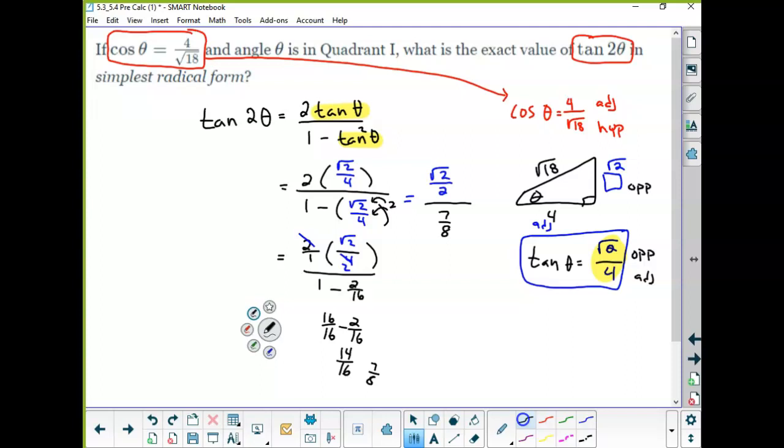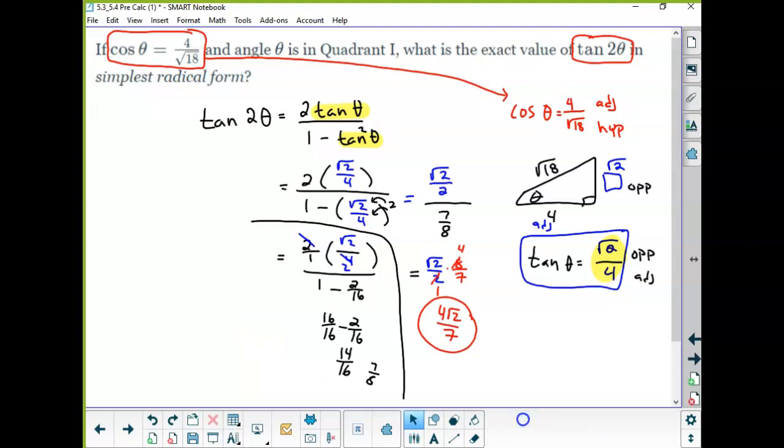So you can kind of see what the top and the bottom turn into. This I would think of as all side work here. That's all side work. And then we've got to talk about, well, a fraction divided by a fraction. Whenever we divide by a fraction, we actually multiply by the reciprocal. So I flip the 7/8, and then I can take out a factor of 2, so I get 4 square root of 2 over 7. And that's my final answer. That's what the tangent of 2 theta is equal to.